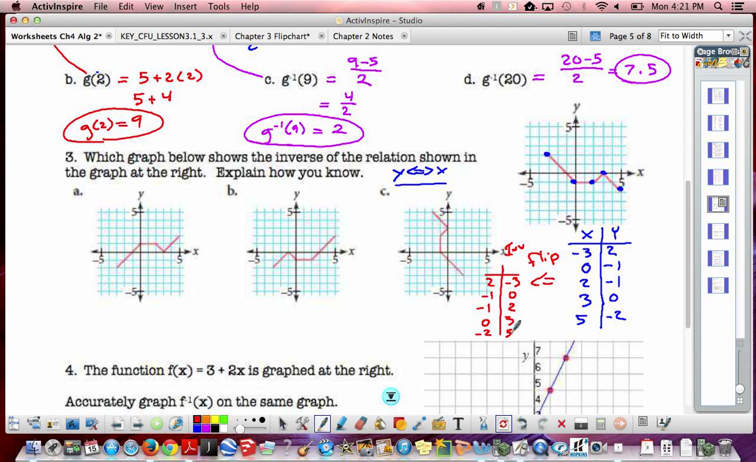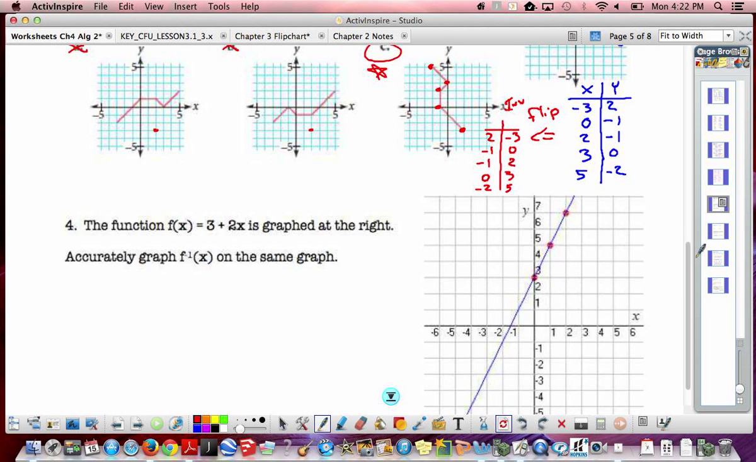So see which graphs start that way. So I'm going to look at the point 2, -3. Well, 2, -3 is right here. Can't be A. 2, -3 is right here. Can't be B. 2, -3 is right here. So just to keep on checking, -1, 0, -1, 2, 0, 3, -2, 5. Look at that. C is our winner. Excellent. All right.